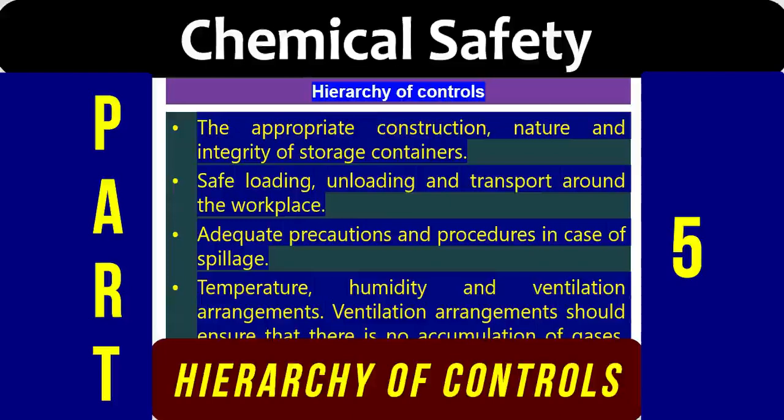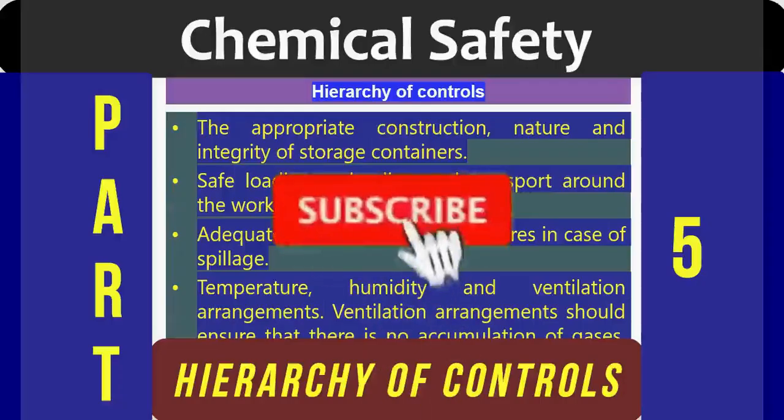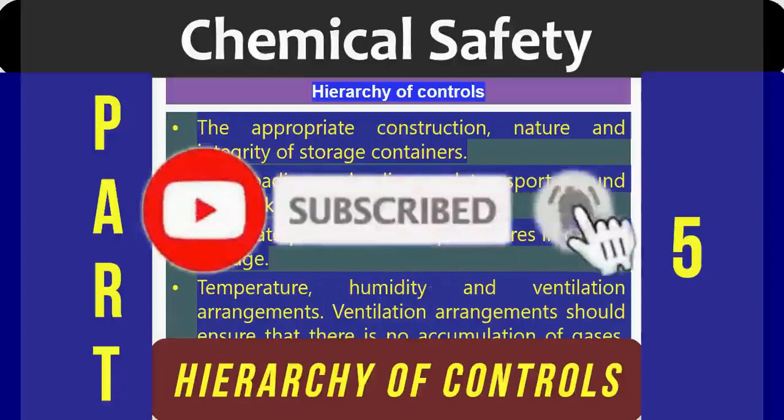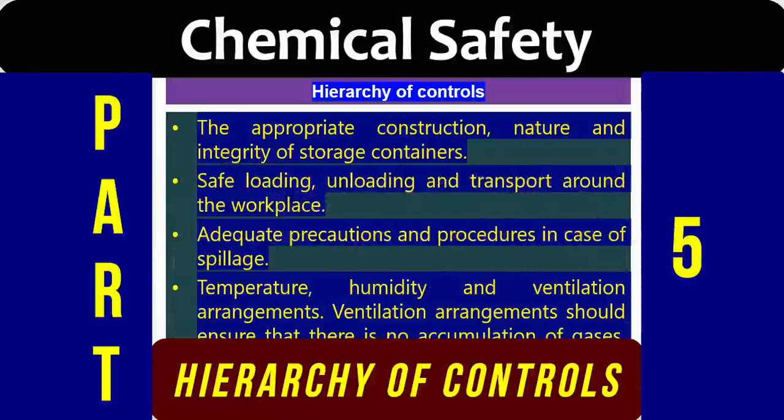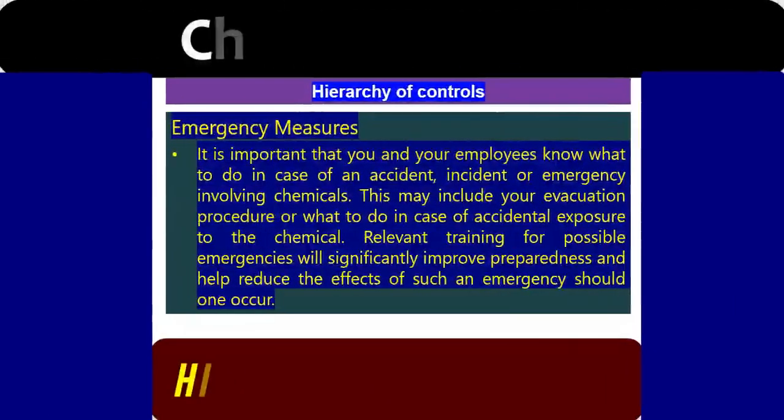Number five, safe loading, unloading, and transport around the workplace. Number six, adequate precautions and procedures in case of spillage. Number seven, temperature, humidity, and ventilation arrangements. Ventilation arrangements should ensure that there is no accumulation of gases, vapors, or fumes in enclosed containers or areas. These are very important points.